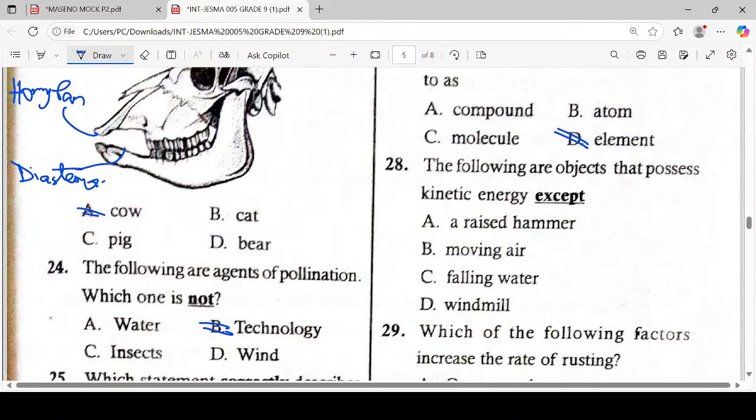The following are objects that possess kinetic energy, except a raised hammer. Kinetic energy is energy in motion. A hammer that has been raised does not have kinetic energy, but what is called potential energy. Moving air is moving, so kinetic. Falling water is moving, so kinetic. Windmill, kinetic. So the correct answer here is A, the raised hammer. That one contains potential energy.